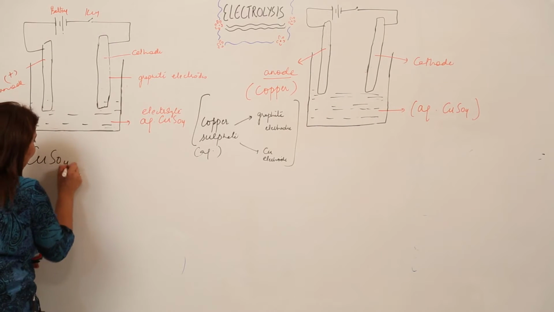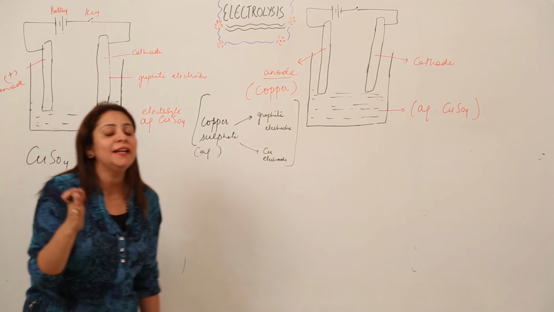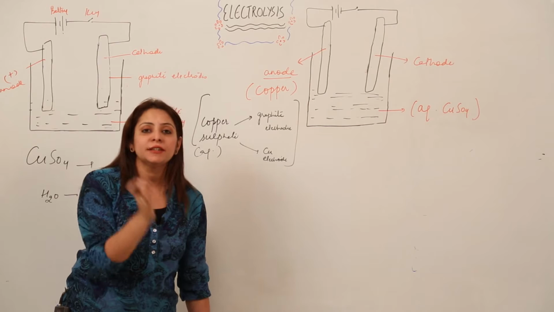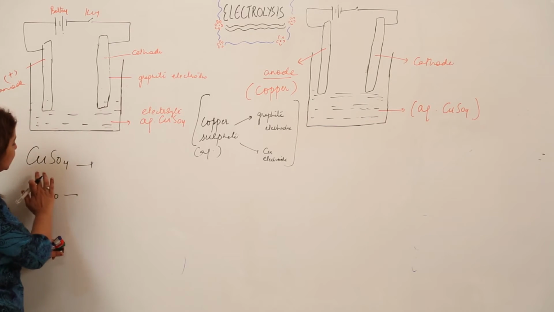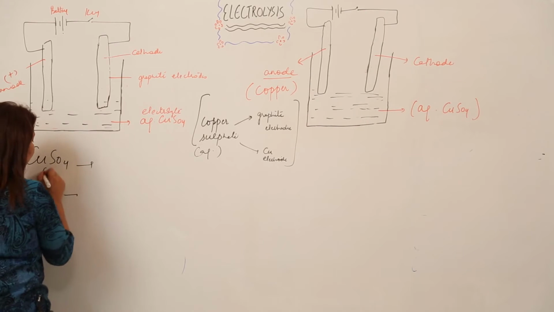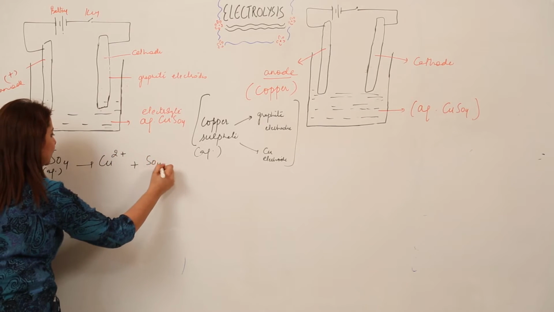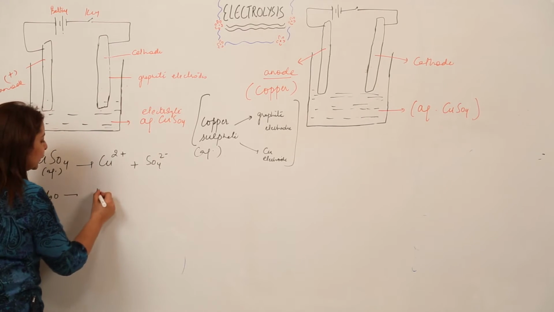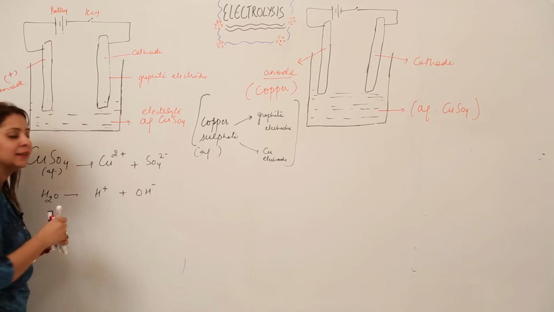As it is aqueous, just looking at the word aqueous, it should be clear in your mind that you have to dissociate the salt as well as the water. So this is what I am doing. I am dissociating the CuSO4 and I am dissociating the water as well. The CuSO4 will split up into copper ions and sulfate ions. Likewise, water will split up into the hydrogen ion and the hydroxide ion.